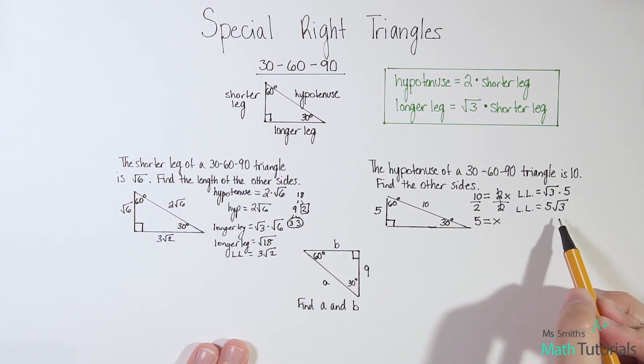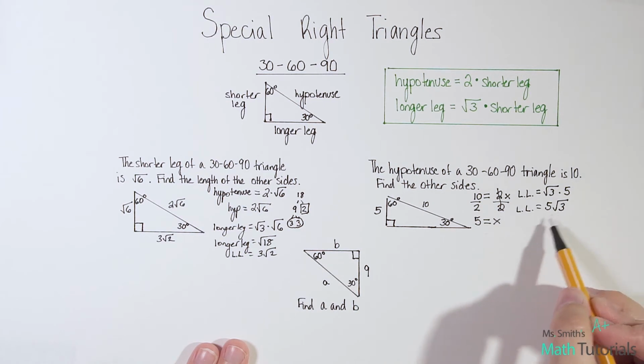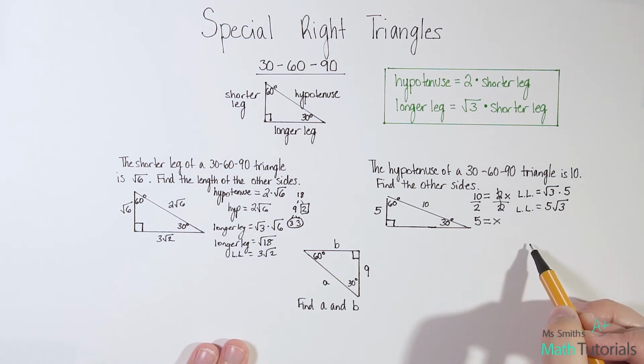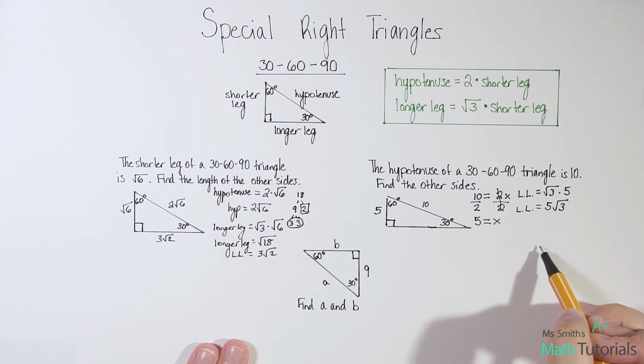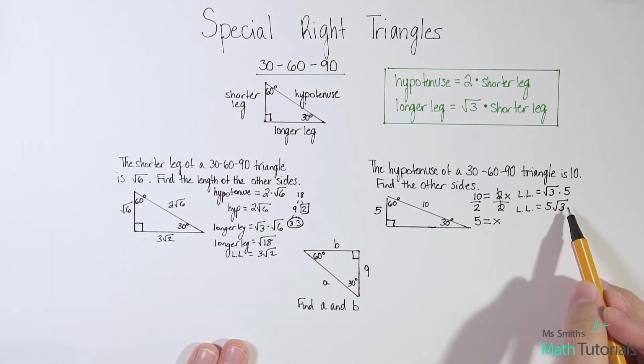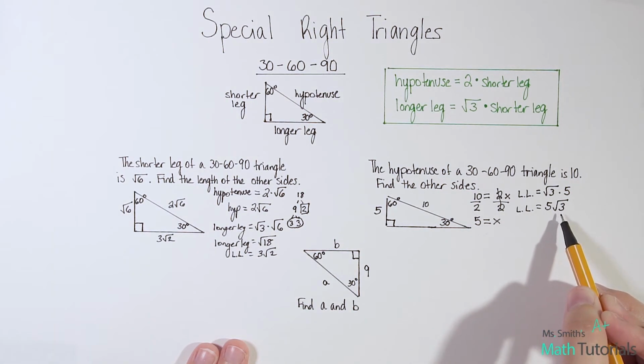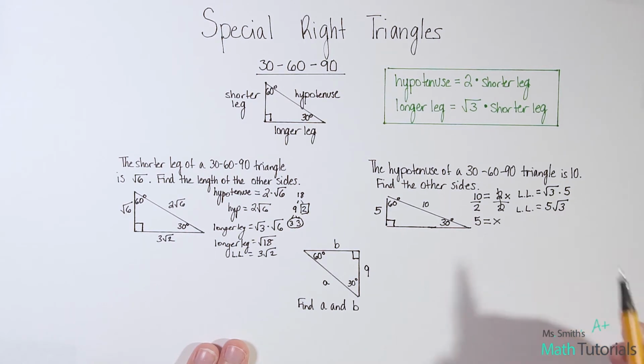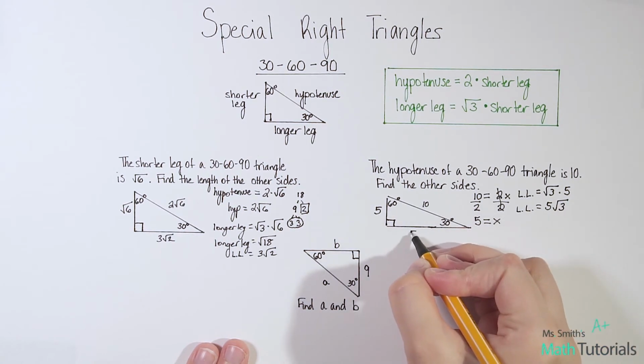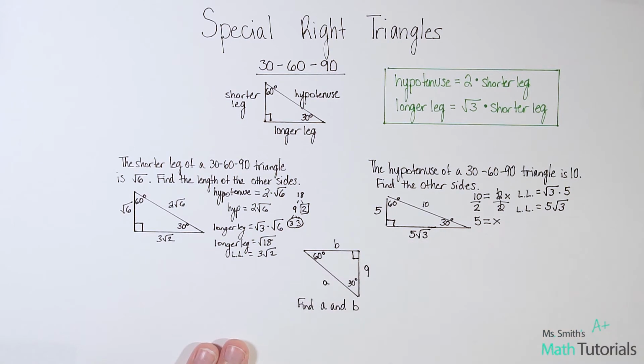And I would, of course, want to think, can I simplify this radical at all? If I tried to do a factor tree with 3, the only thing I could pull out would be a 1 and a 3. So that doesn't help me, which tells me square root of 3 is as simplified as it gets. So I now know my longer leg. It's 5 times square root of 3.